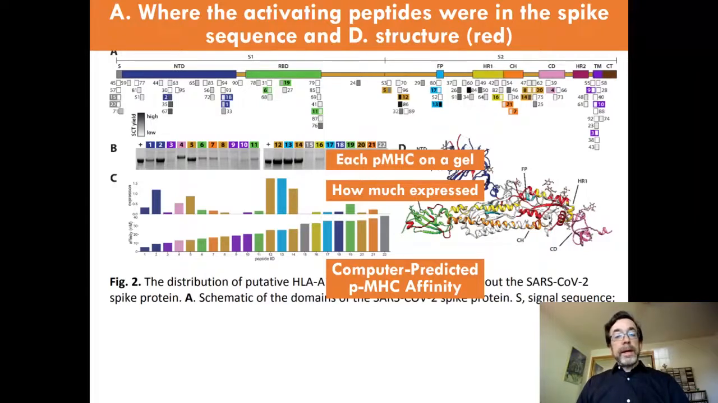How much was expressed, that's a reflection. You see the darker the gel, the higher the band. And then right below that is the computer predicted peptide-MHC affinity. Lower is better. And again, the computer seems to do a pretty good job. It's like 50-50 of whether it will actually be good for the top 20 that you have here.